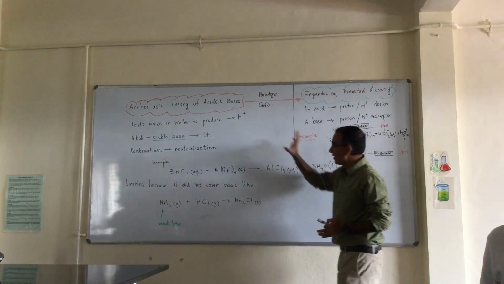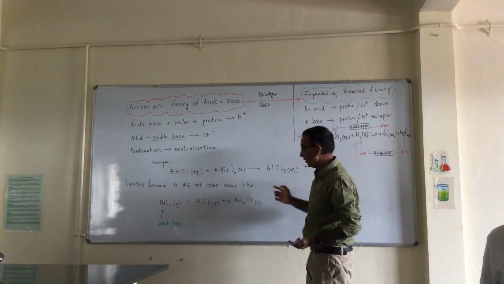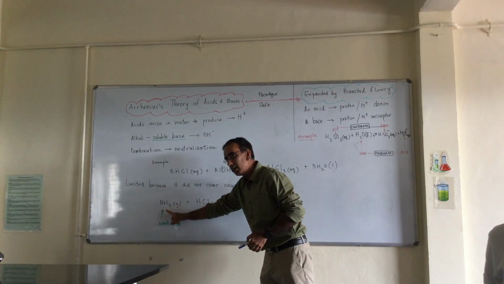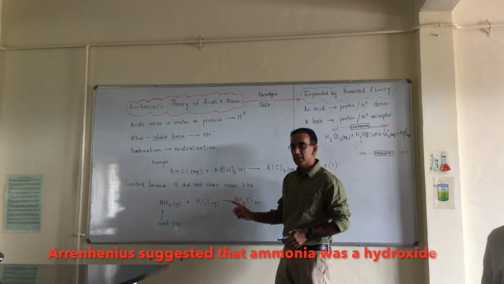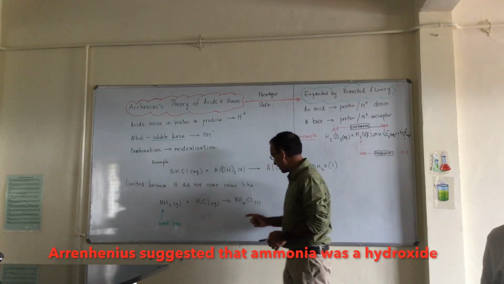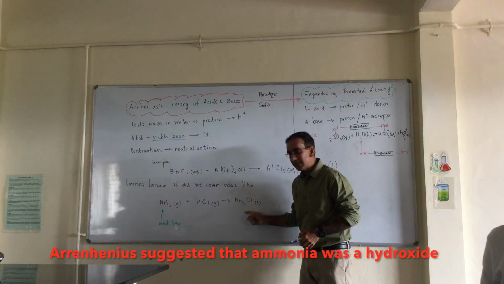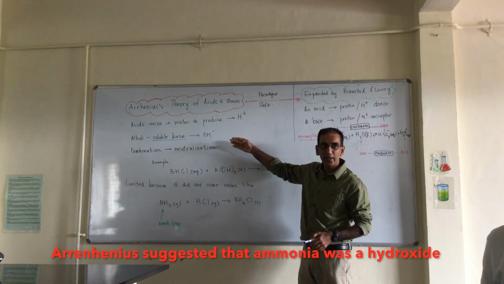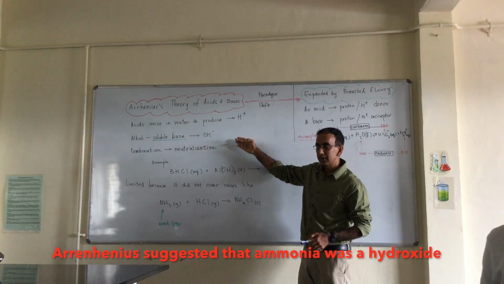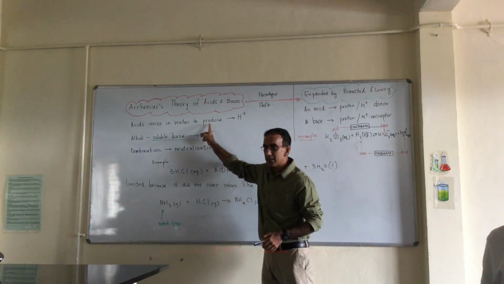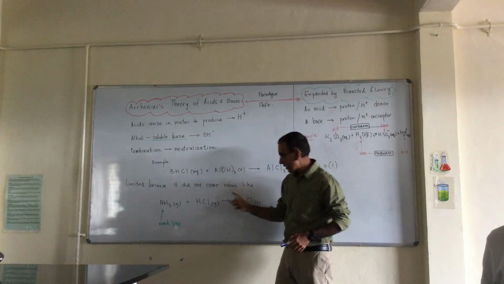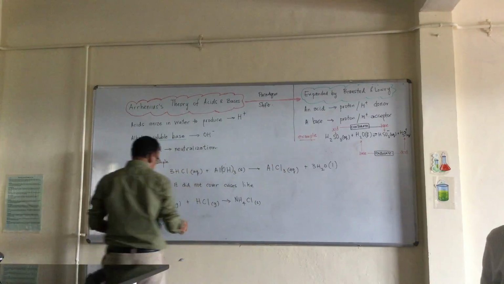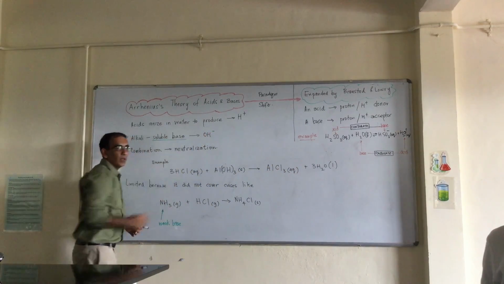But this was a limited definition because it could not account for something like this. When you have ammonia, which is behaving as a weak base, reacting with hydrochloric acid to give you ammonium chloride, that did not fit into this definition. See, this definition is only confined to a base being what? Something that supplies this. Whereas this here is behaving as a base, but it's not associated with this.